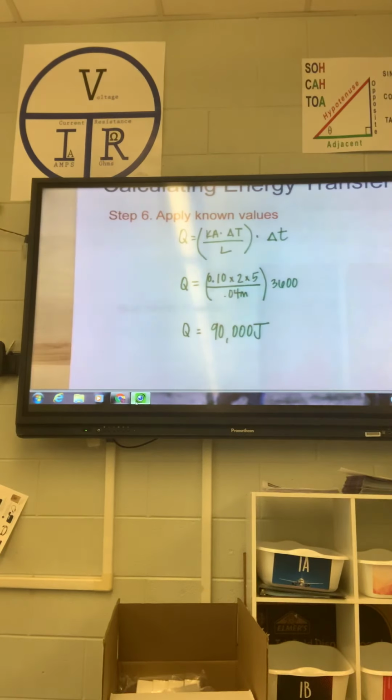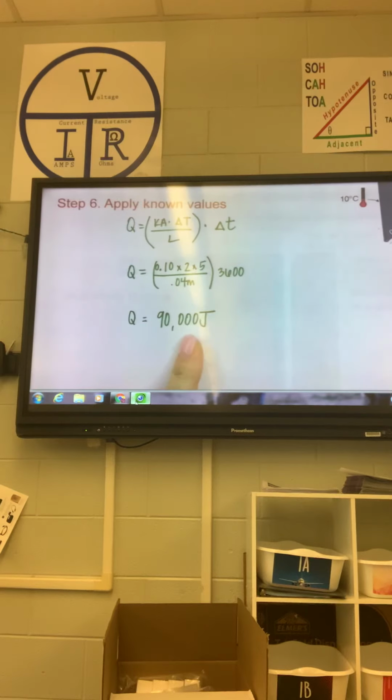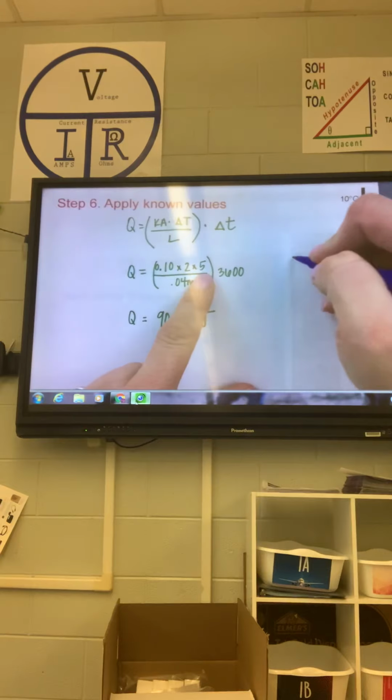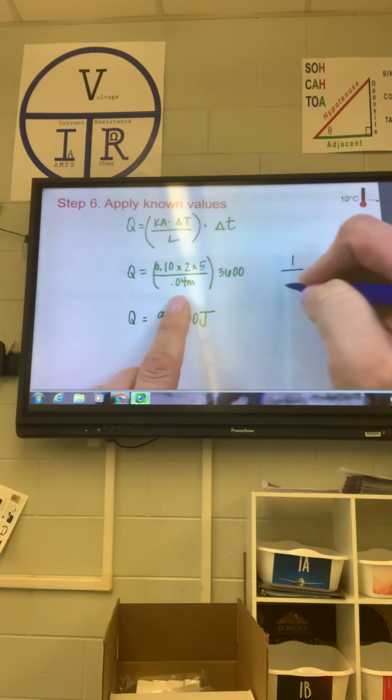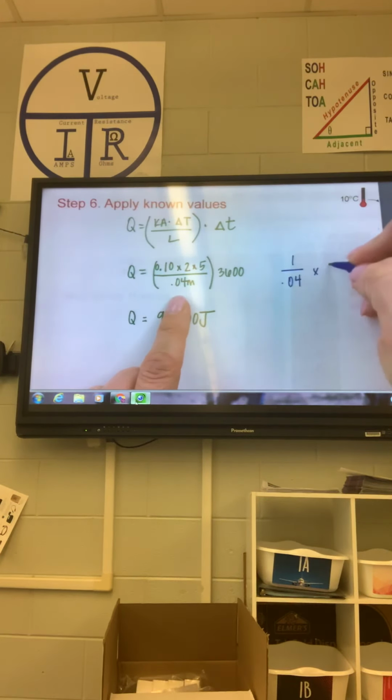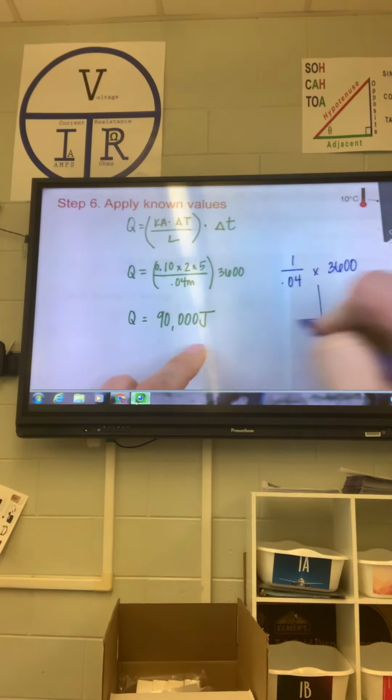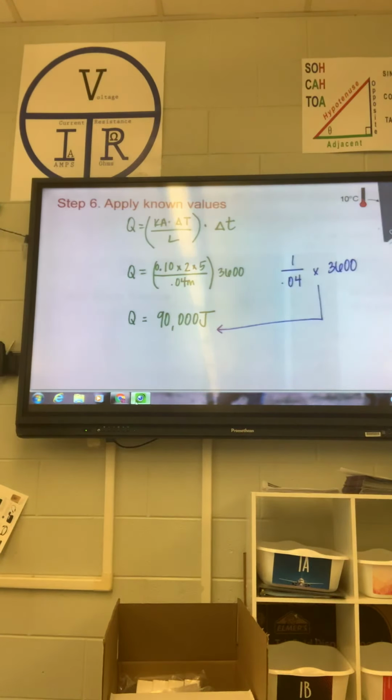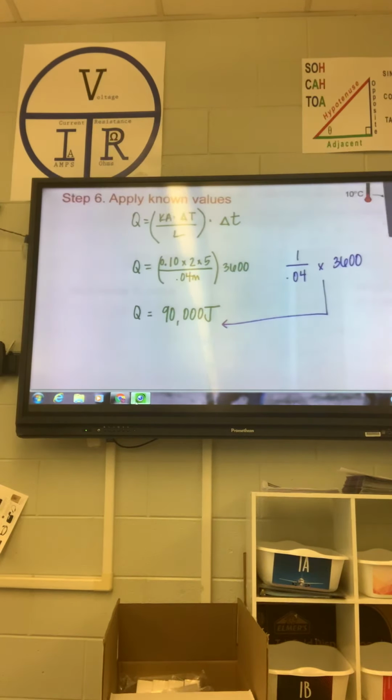And just so that I make sure we're all good, how we got to this 90,000: 0.1 times 2 times 5 is 1, over 0.04 times 3,600. That's how you get it here. So the amount of energy transferring through this wall is 90,000 joules.